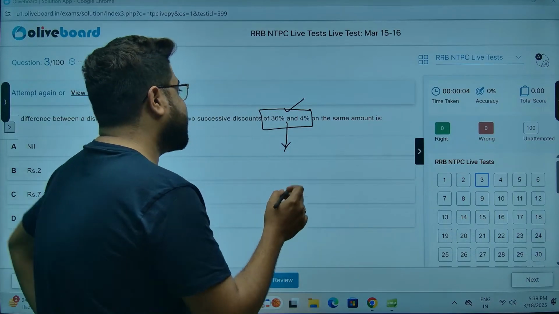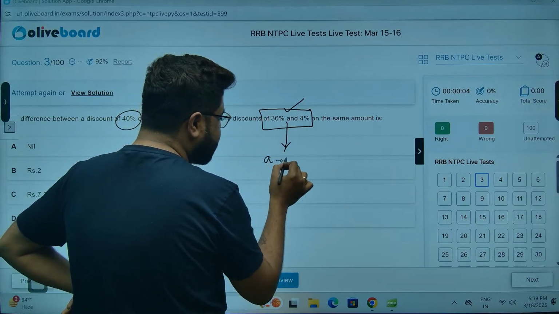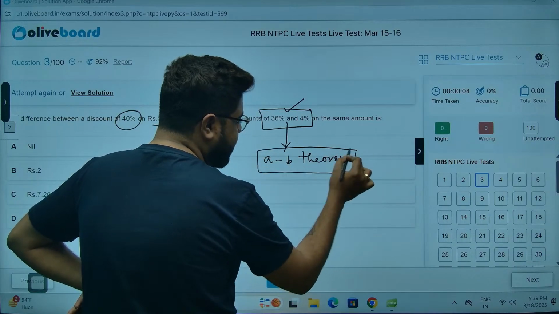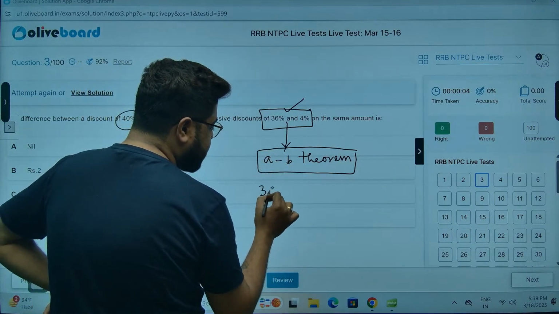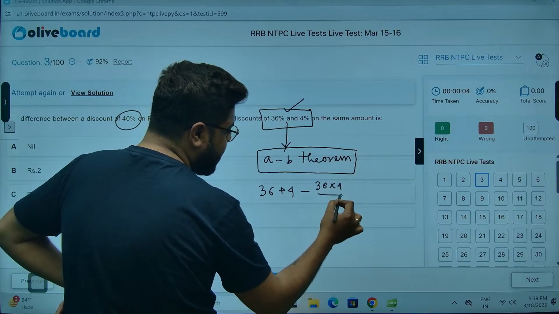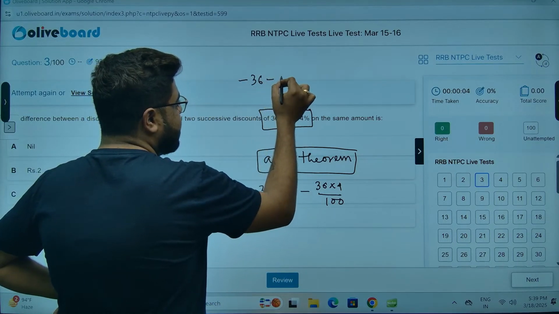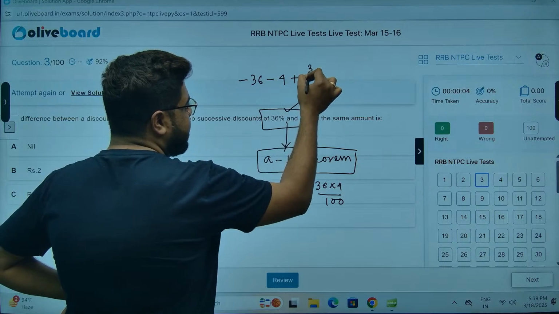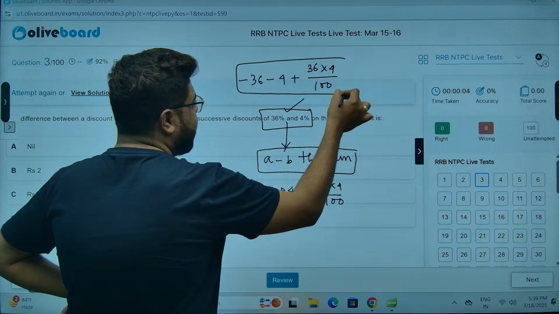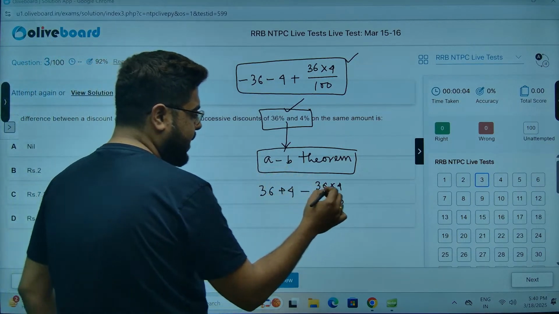Chalo. So in this situation, always use the successive rule. Means always use the AB theorem. How to use the AB theorem, sir? 36 plus 4 over here, it is minus 36 times 4 by 100. Either you do this, or the better method is to go with 36 minus 4 plus 36 times 4. This is much more conceptual, and minus means it is discount. Actually, you will get the same answer.